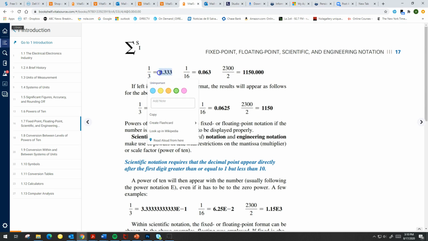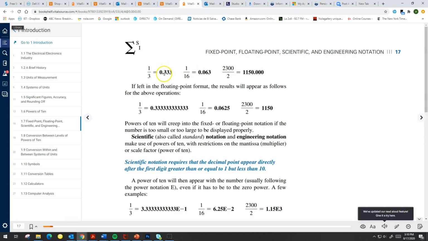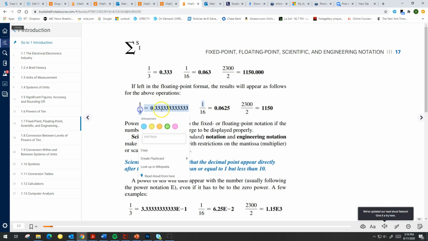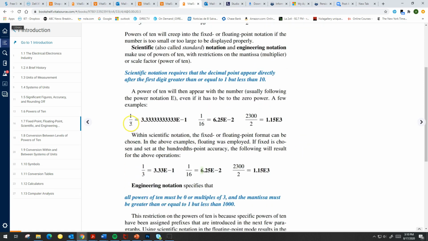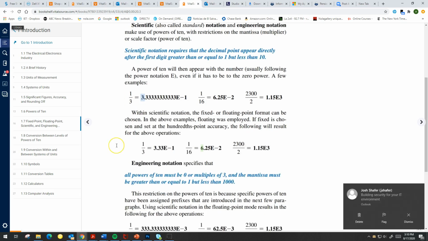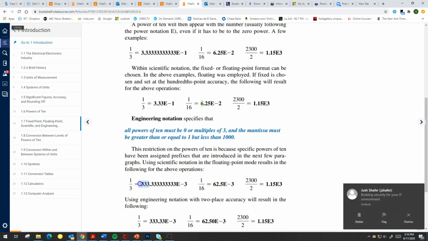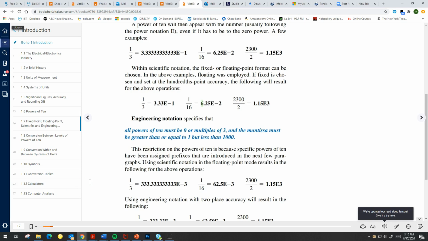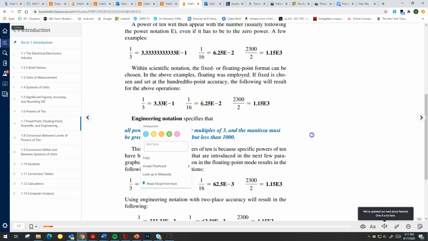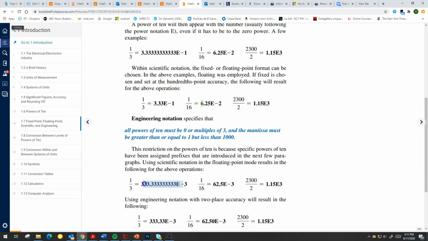1/3 can be written as fixed point arithmetic, where the number of decimal places doesn't change. It can be written as floating point format, where the number of digits after the decimal point can vary. It can be written as scientific notation, where the first digit has to be a number between 1 and 9. Or it can be written as engineering notation, where the integer part can be any number between 1 and 999, but I can only use powers that are multiples of 3. But keep in mind that the 1/3 here is the same number. It doesn't matter how I represent it. It's the same number. All right.